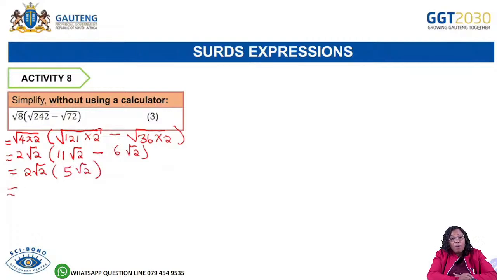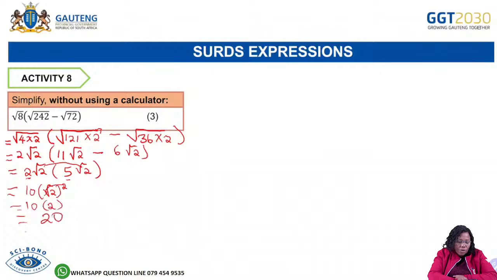Right, and then we can now multiply. It will be 2 times 5, which is 10. And the square root of 2 multiplied by square root of 2 is square root of 2 squared. Then the 2 will cancel the root sign, like 10 multiplied by 2, which is 20. So that is our answer. So when you put everything into your calculator, you punch in square root 8, bracket, square root of 242, minus the square root of 72, close bracket, your calculator will give you 20.